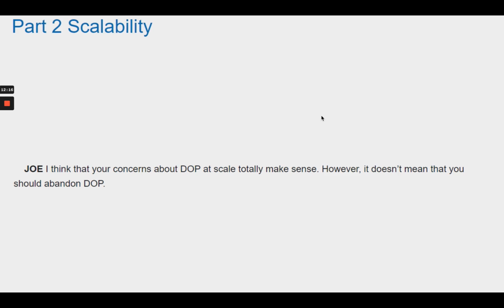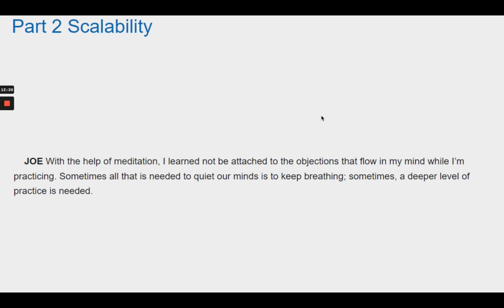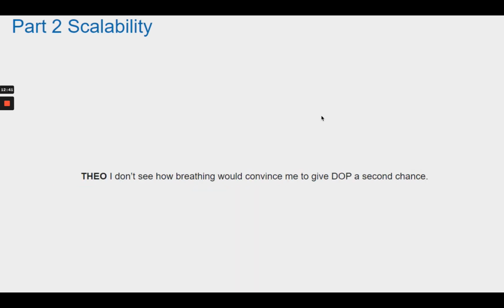Joe: I think that your concerns about DOP at scale totally make sense. However, it doesn't mean that you should abandon DOP. Theo: What do you mean? Joe: With the help of meditation, I learned not to be attached to the objections that flow in my mind while I'm practicing. Sometimes all that is needed to quiet our minds is to keep breathing. Sometimes a deeper level of practice is needed. Theo: I don't see how breathing would convince me to give DOP a second chance.